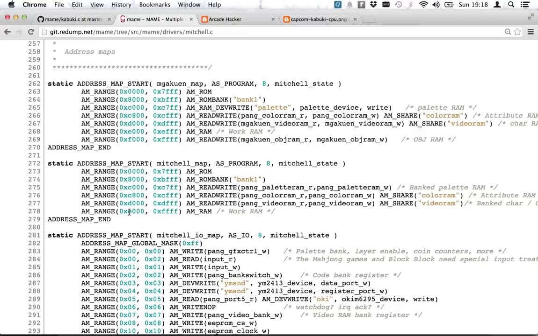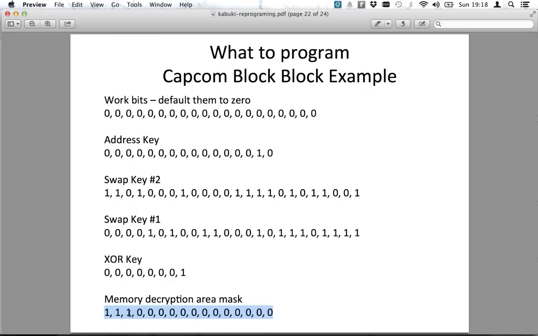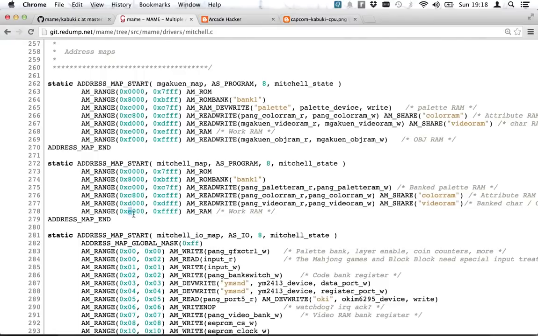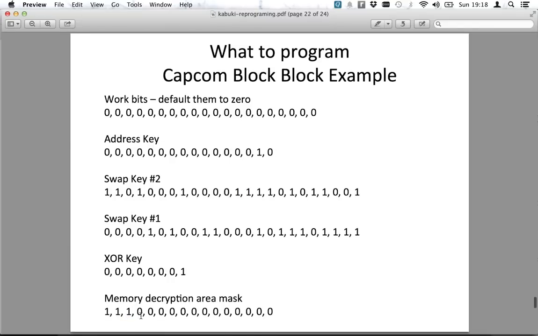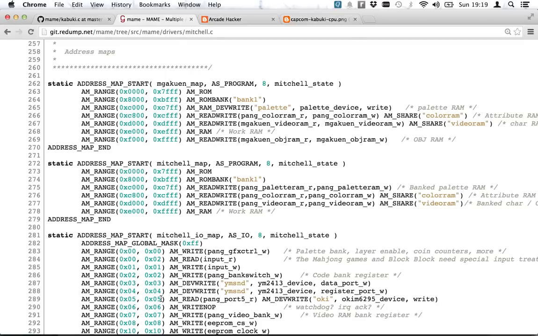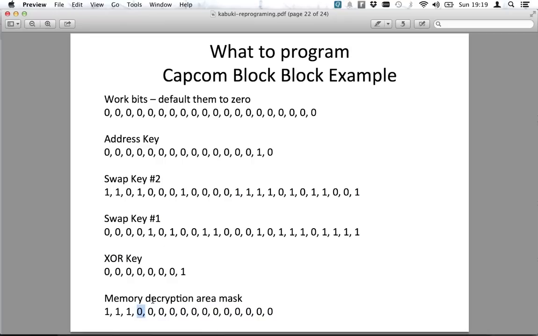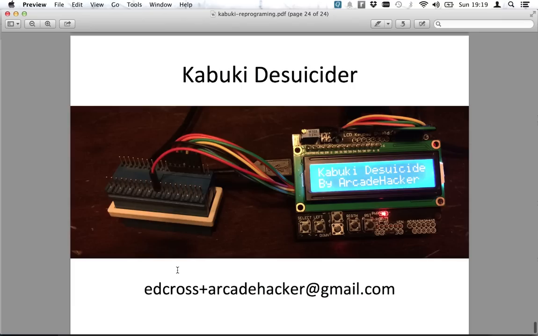So imagine that perhaps another game has this on C rather than E. So you need to remove this bit and keep it at zero. And if it was the other way around, meaning this is not E but F, you need to add another one here, another one here, right? So I guess you get it. And that way, you'll make sure that Kabuki is effectively decoding what it needs to decode and not messing with your RAM contents. And guys, I guess that's it.